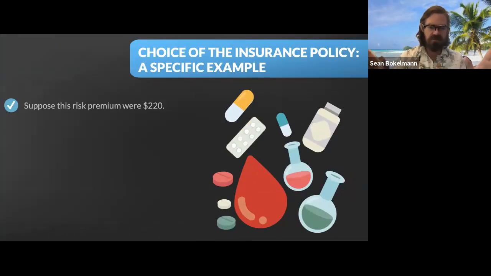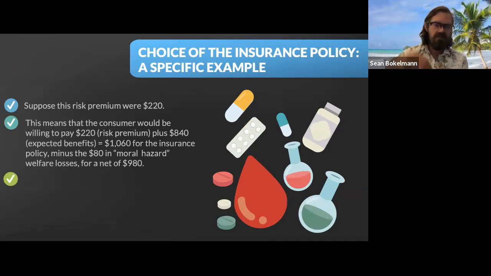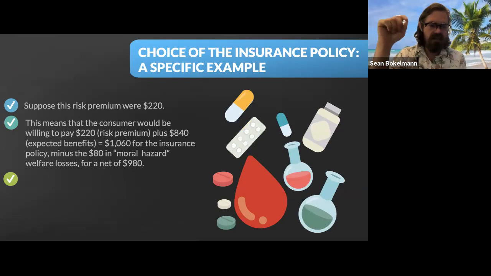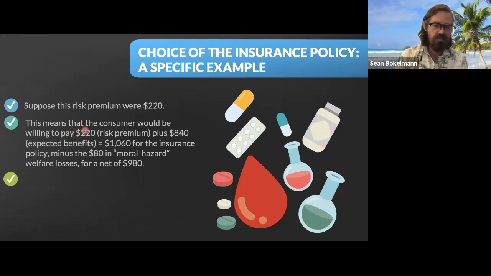So let's just suppose that we know their utility function and we calculate their risk premium to be $220. So this means that the consumer is willing to pay the risk premium plus the expected benefits minus the expected welfare loss. The risk premium plus the expected benefits gives us $1,060. But then we have to take into account the fact that they face this potential welfare loss of $80. So the most that this person would be willing to pay for this insurance is $980.